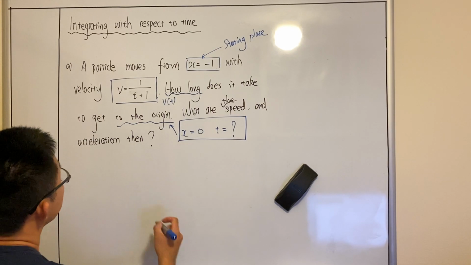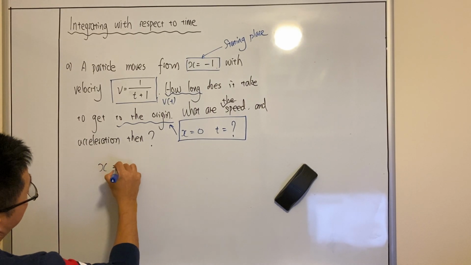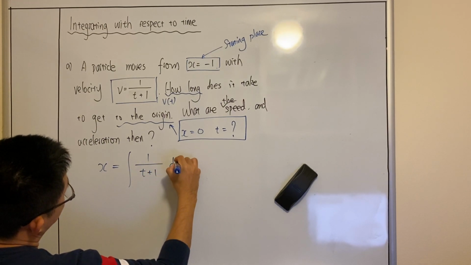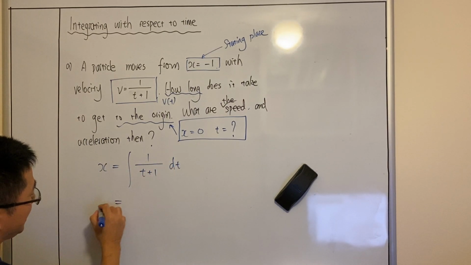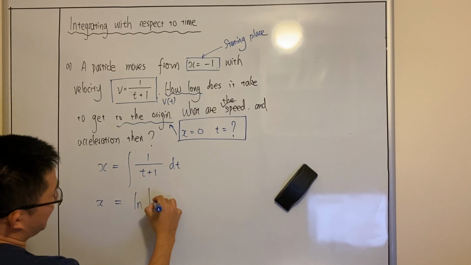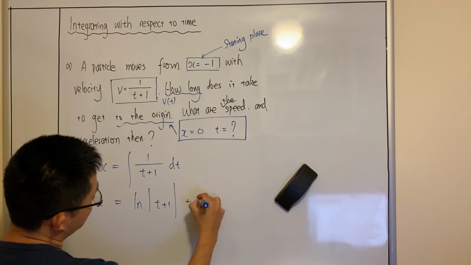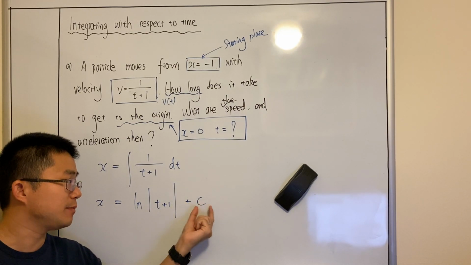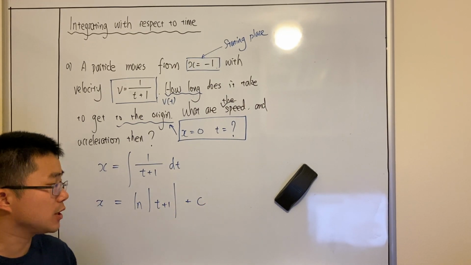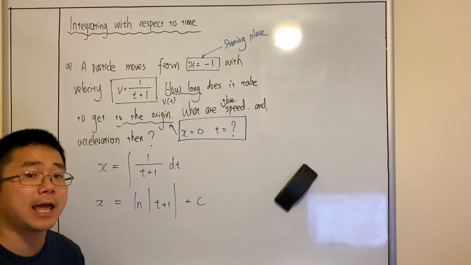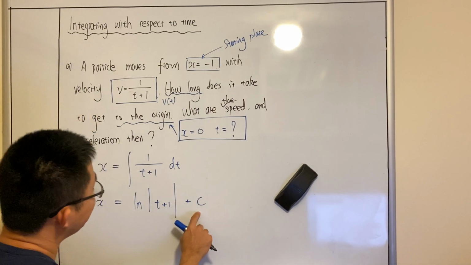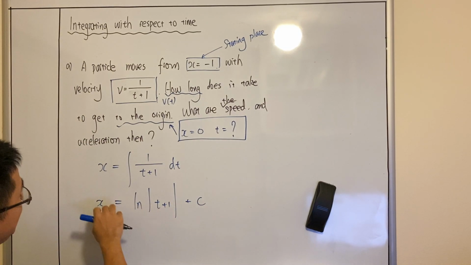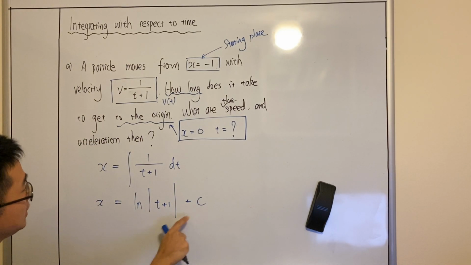So let's start with this. x is equal to the integral of 1 over t plus 1 dt. You're going to get x equals ln of the absolute value of t plus 1, plus c. This time it's really important that you make sure c is there, because you are going to use the initial condition to work out c. So how do we find that c? What do we have? How do we get to c? Yep, so x(t), yep.